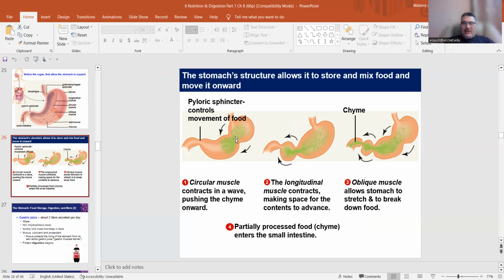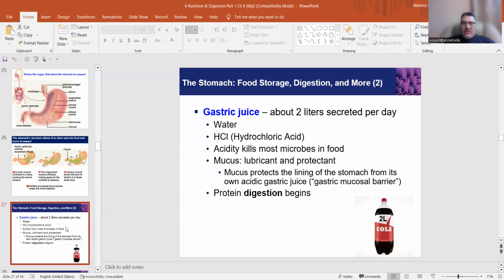So this is why we have these muscles. Look, the circular muscles are going to do like this to break it down more. And then the longitudinal muscles will make the stomach shorter to move forward. And here is the oblique muscle. You don't have to know all these details, just know the three types of muscles.